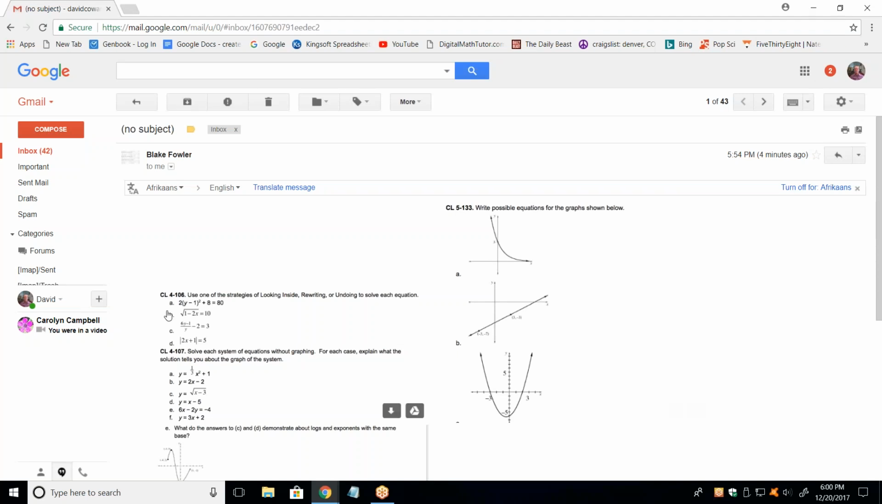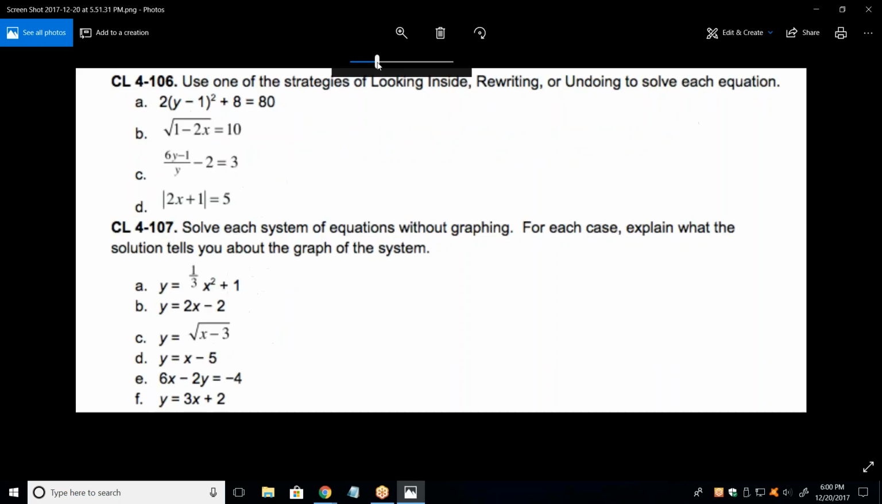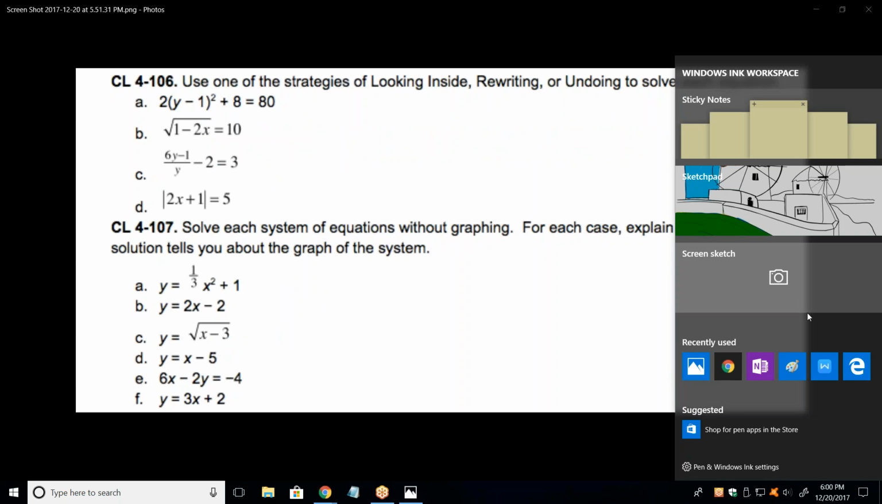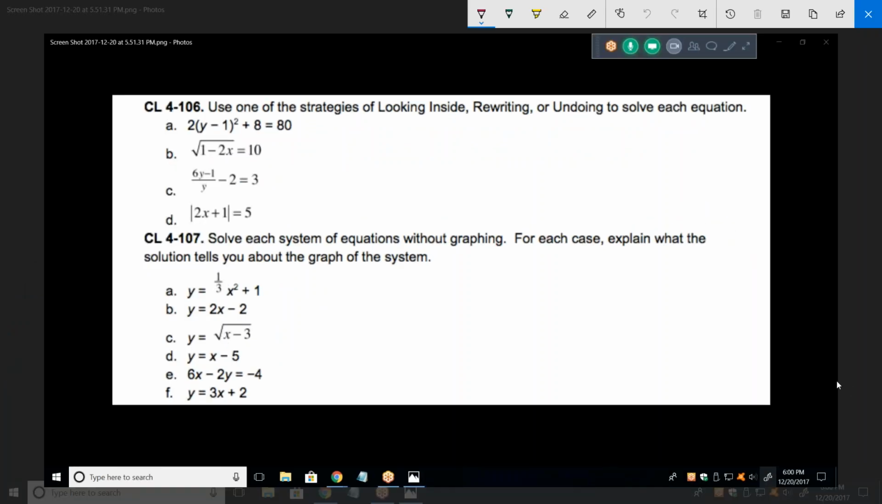Do we want to just go starting with 4-106? You know what? Yeah. I just realized I can download it. Let me do that. Okay. Makes it a little easier if I can download it, because then I can blow it up, rotate it if I need to, and take a screenshot.